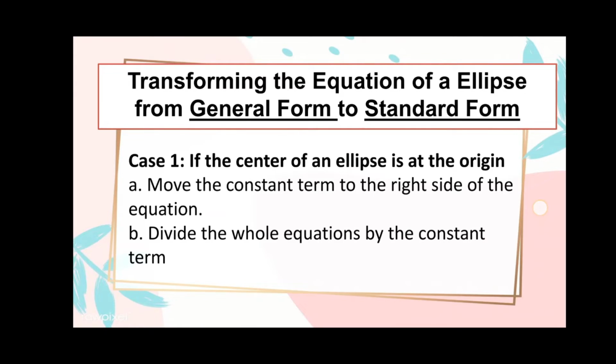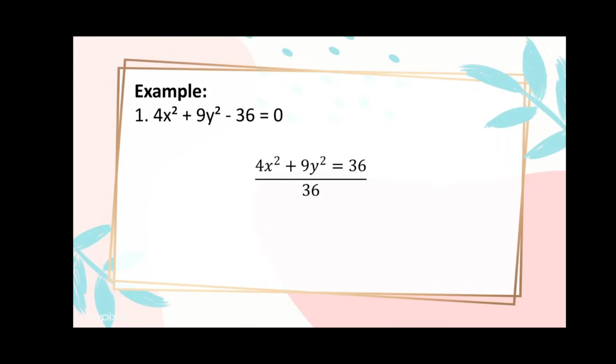So for example, for number 1, we have 4x squared plus 9y squared minus 36 is equal to 0. So first is to move the constant term to the right side of the equation, and the constant term is negative 36. So from negative 36, it became positive 36. So we have now 4x squared plus 9y squared is equal to 36.